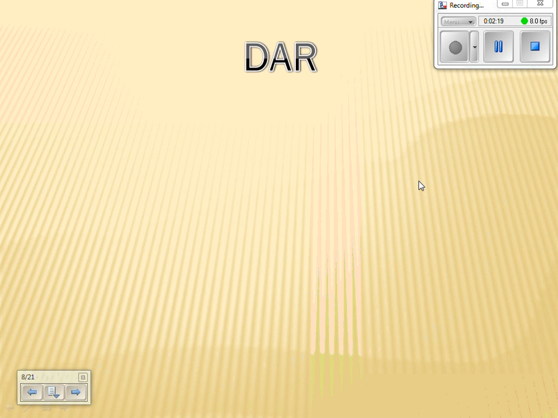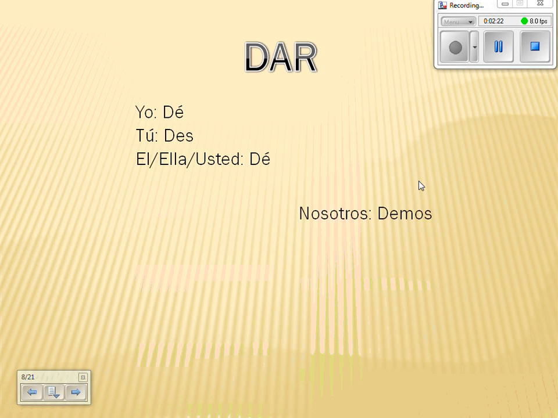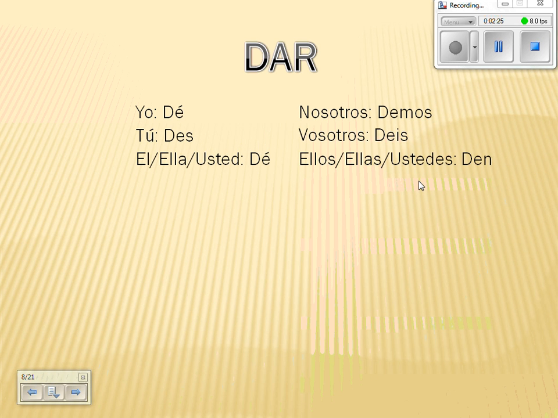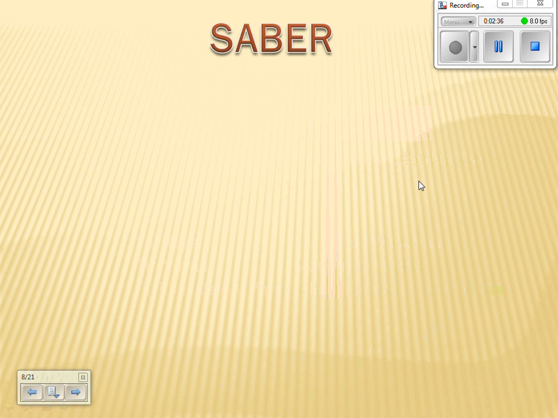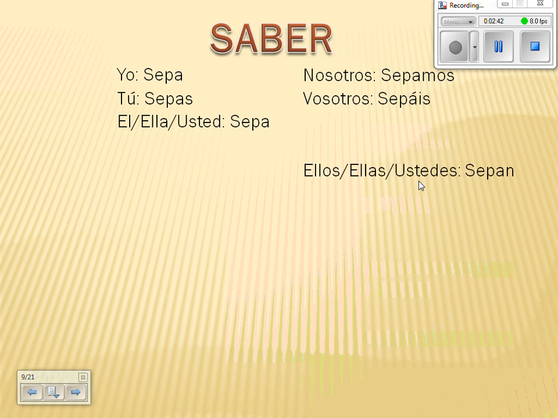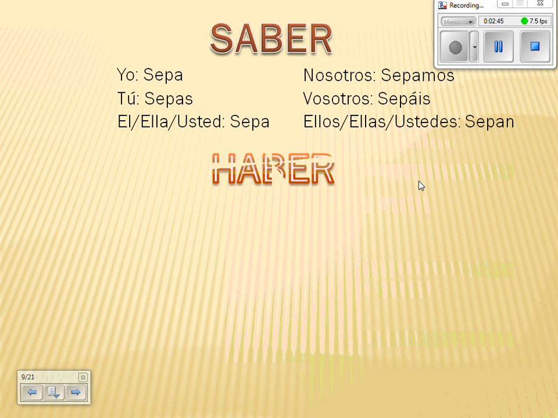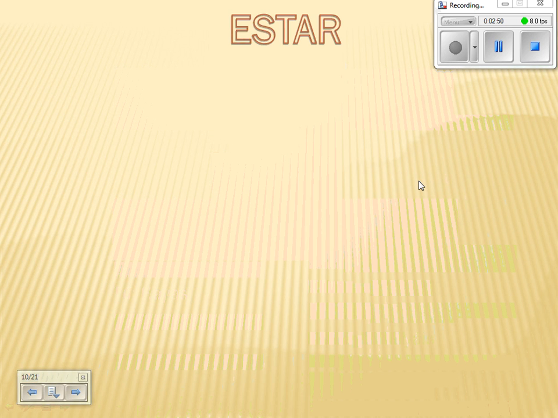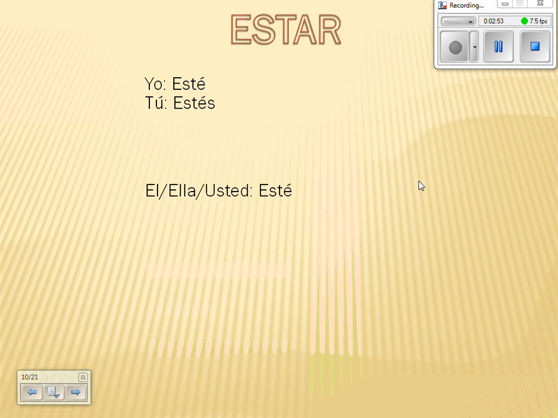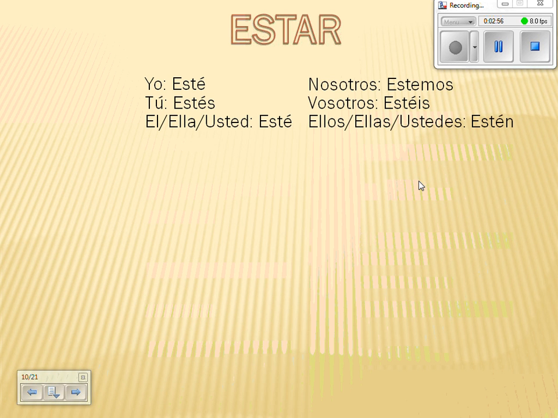Dar conjugates like this in the subjunctive. Notice that there are only accents on the yo and the usted forms. Ir conjugates like this, with only the accent in the vosotros form. Saber conjugates like this. Haber conjugates like this. Estar conjugates like this, with accents in every form except for the nosotros form. And ser, the final verb, conjugates like this.